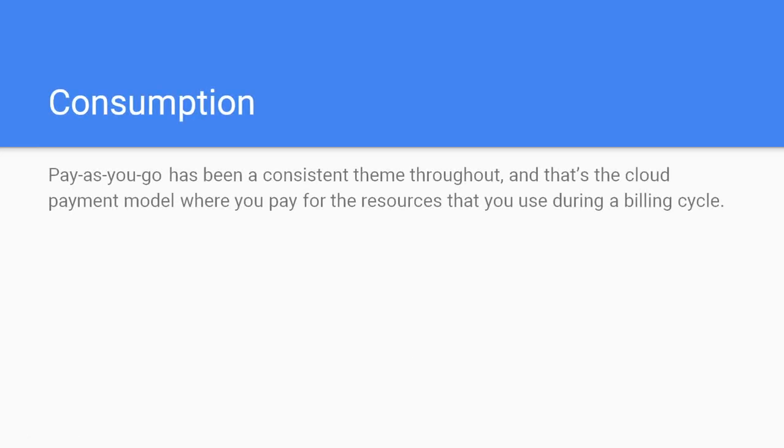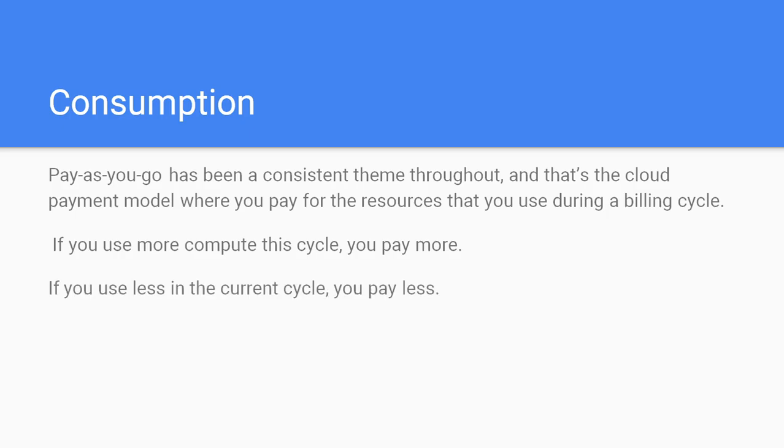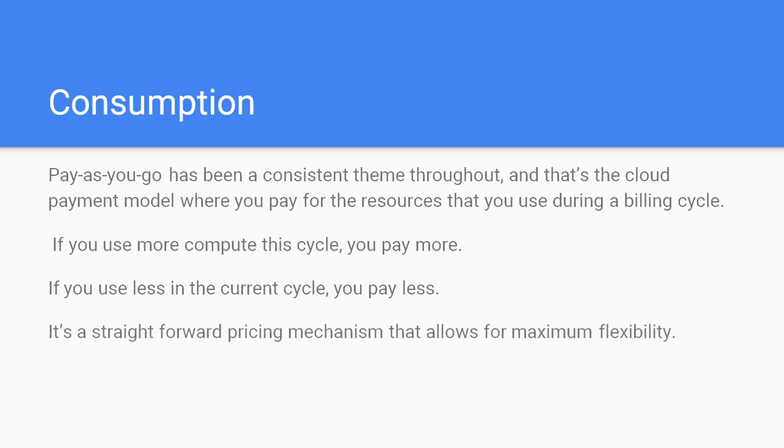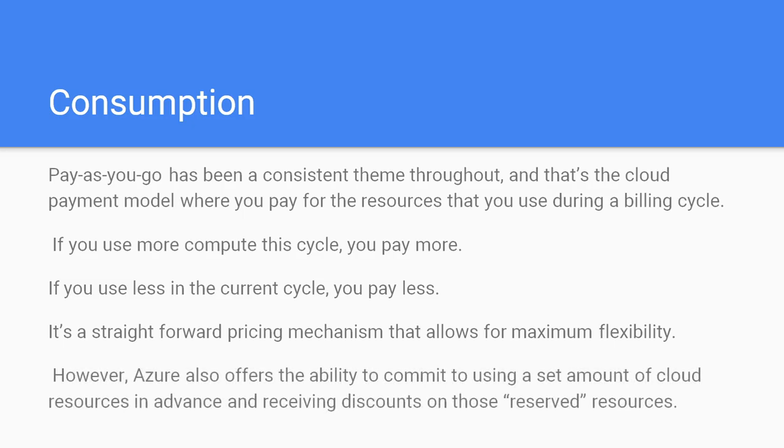Consumption. Pay as you go has been a consistent theme throughout, and that's the cloud payment model where you pay for the resources that you use during a billing cycle. If you use more compute this cycle, you pay more. If you use less in the current cycle, you pay less. It's a straightforward pricing mechanism that allows for maximum flexibility. However, Azure also offers the ability to commit to using a set amount of cloud resources in advance and receive discounts on those reserved resources.